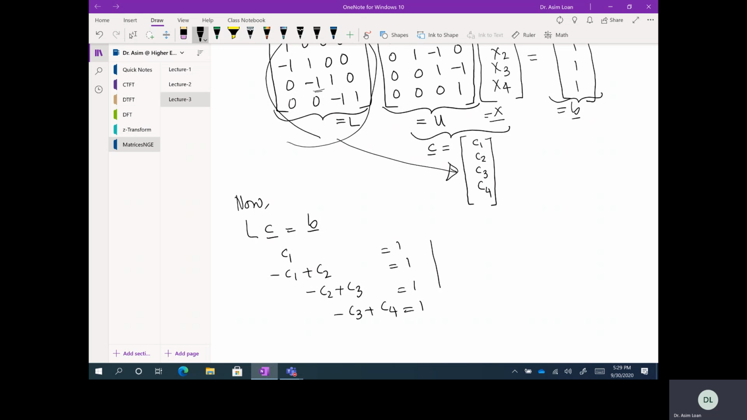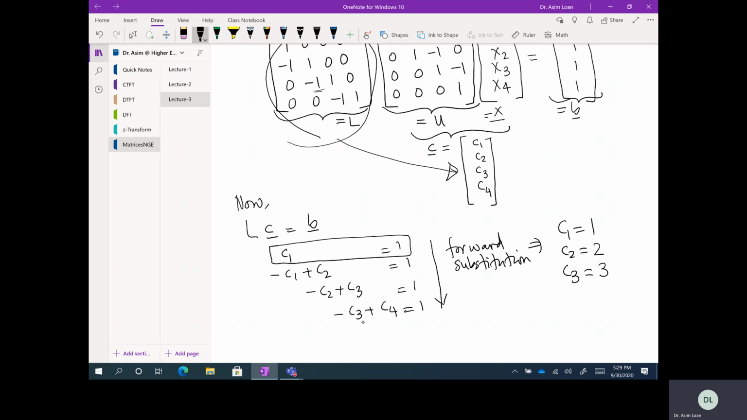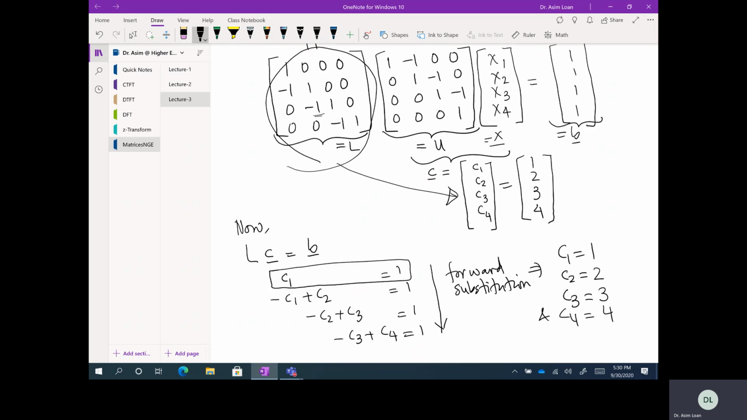Now I can do forward substitution. This implies C1 is equal to 1, from here. C2 is equal to 2, since C1 is 1. C3 is equal to 3, and C4 is equal to 4. Good. So C is equal to 1, 2, 3, 4.